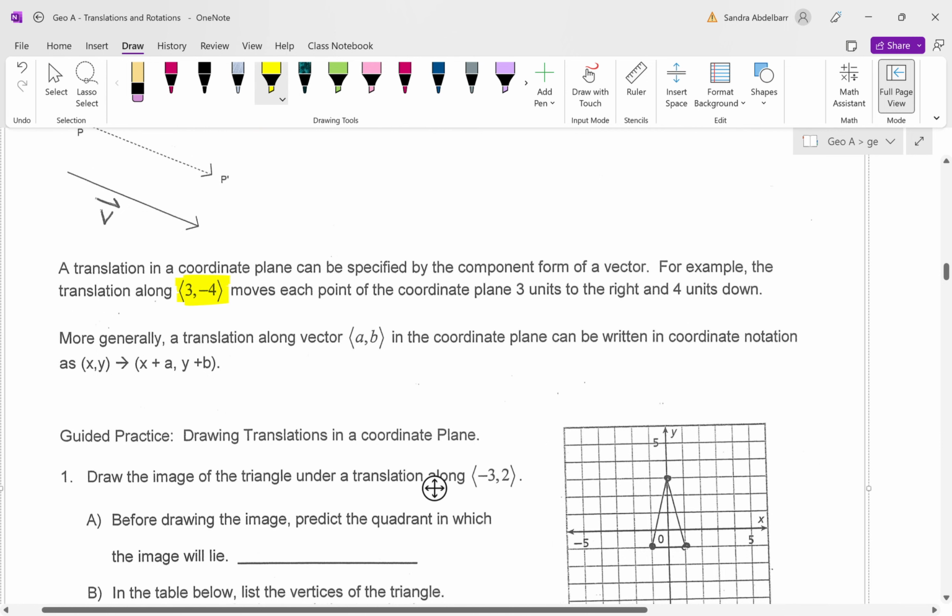So we can translate along a vector using component form. So for example, if I'm translating along the vector ⟨3, -4⟩, what does that mean? Every point, every pre-image point, I'm going to move 3 units to the right and 4 units where? Down. That's what this means in component form.